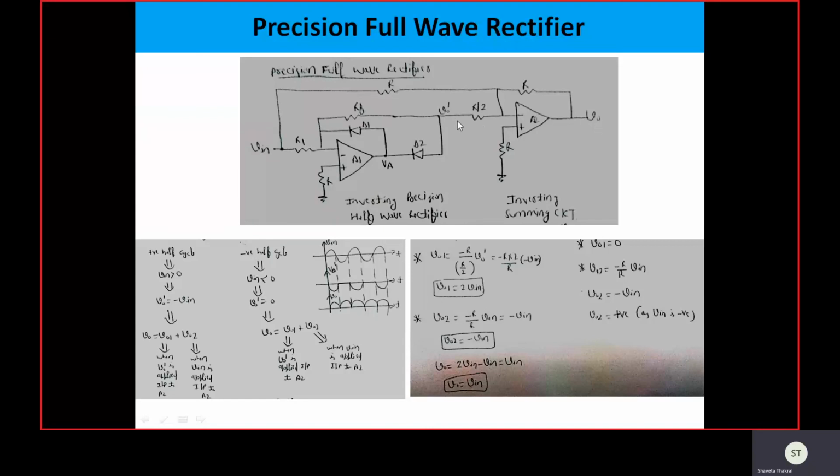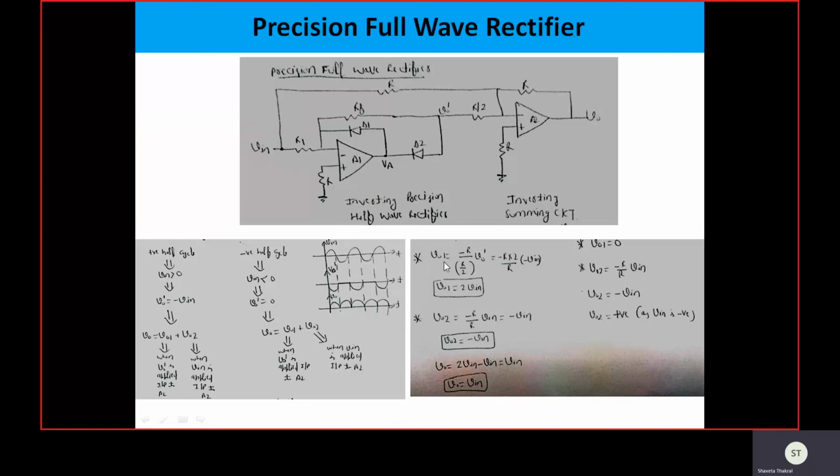And secondly, we neglect V naught dash, take it as 0, and take the effect of V input and then calculate V naught 2 and combine V naught 1 and V naught 2 to get the overall output voltage. And when the negative half cycle comes, the potential here will be positive, this diode will be reverse biased, so V naught dash here will be 0. So under that case also we need to calculate V naught.